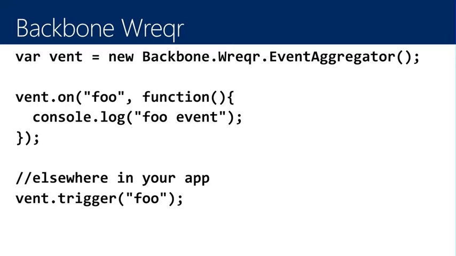So Backbone Wreqr has a couple of things. It has an event aggregator, an implementation of a request and response pattern, and an implementation of a command pattern. I'm just going to show you the event aggregator today. The idea here is you're going to create a new Wreqr event aggregator. And then somewhere in your application you're going to say, on foo, so on the event foo, I'd like you to run this callback, this function. And then somewhere else in your application you're going to trigger that. So perhaps in another module, you'll trigger the event foo, and console.log foo event will be run.